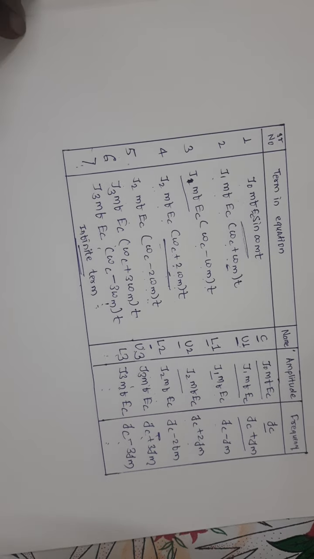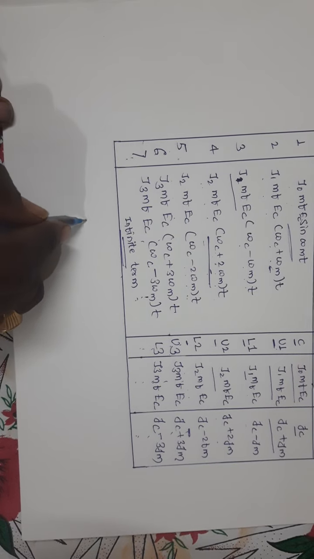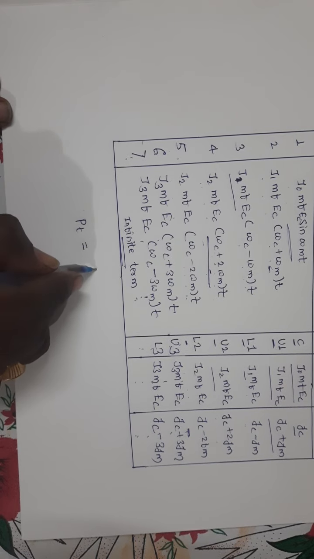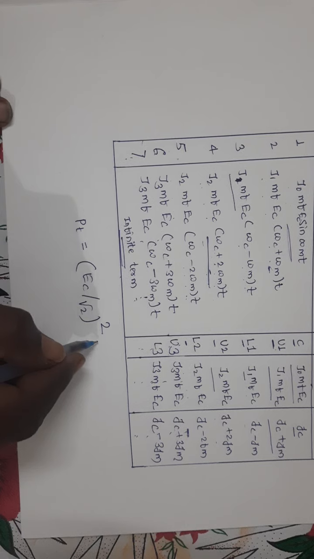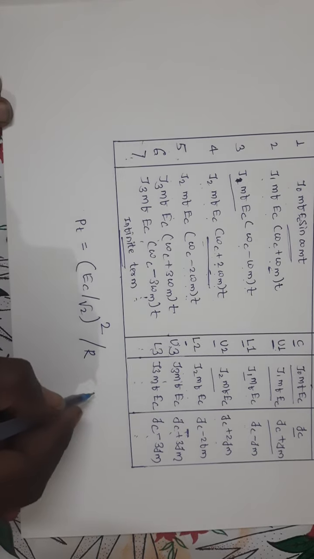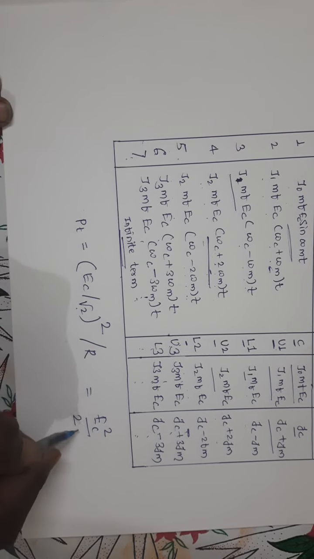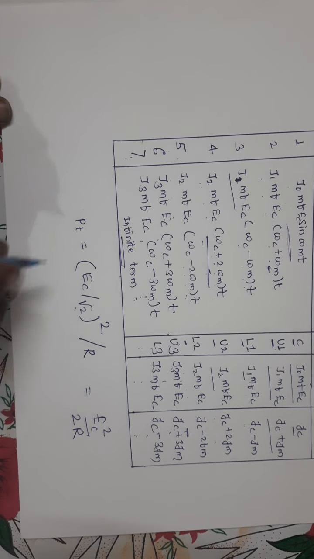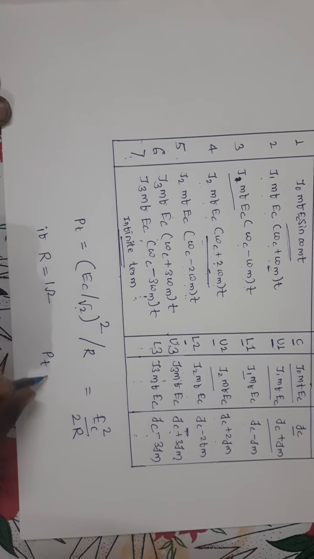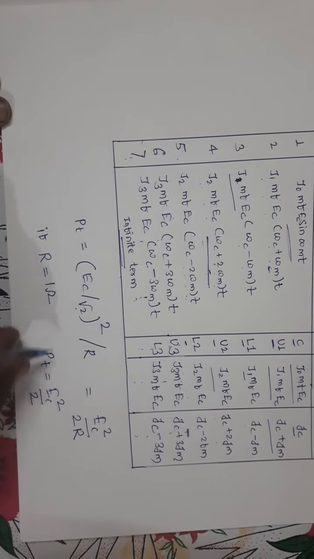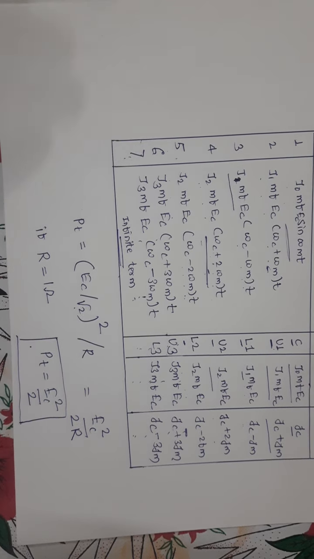Now, one more term we will discuss here, that is the total power transmitted in an FM signal. I will just give you the introduction about total power transmitted in FM. So, PT equals (Ec divided by root 2) whole squared divided by R. So it becomes Ec square, and root 2 square means 2, multiplied by R. So, Ec square by 2R. And if we take the value of R as 1 ohm, then PT becomes Ec square divided by 2. So, whatever the total power transmitted in FM, it is always Ec square by 2.